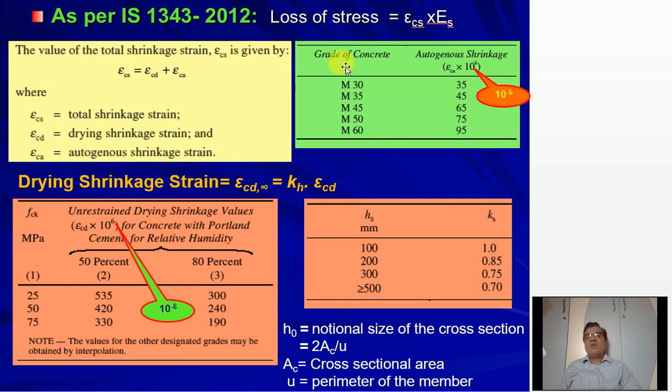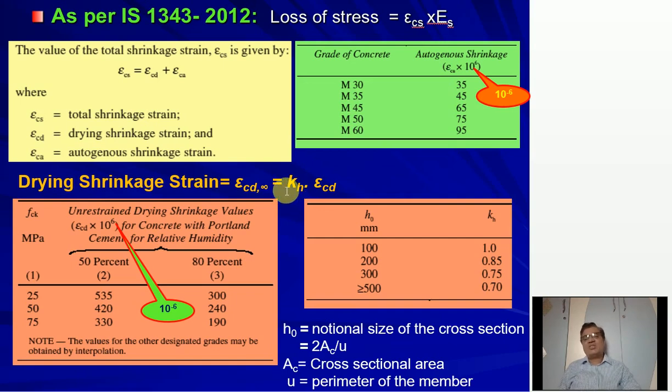Now, according to grade of concrete, the values of autogeneous shrinkage are given here. So for M30 it is 35. Now it is epsilon Ca into 10 raised to minus 6. There is a printing mistake in IS code, so it is 10 raised to minus 6. Well, drying shrinkage strain is given by epsilon Cd infinity. That means the total value of the drying shrinkage strain. It is kh into epsilon Cd0.